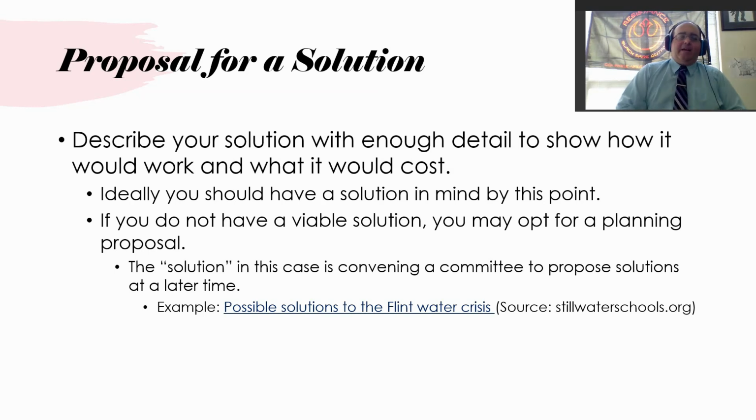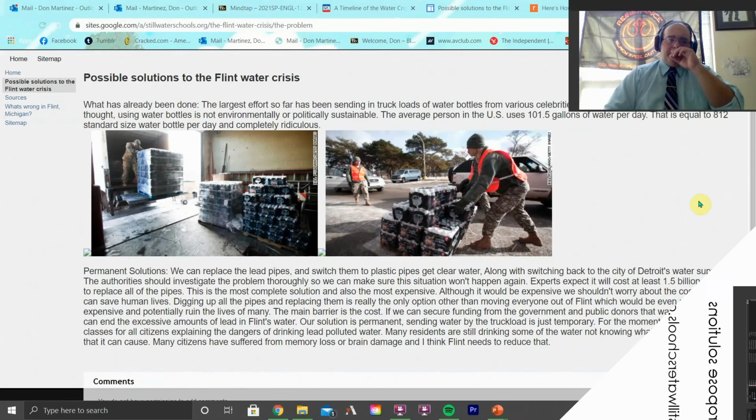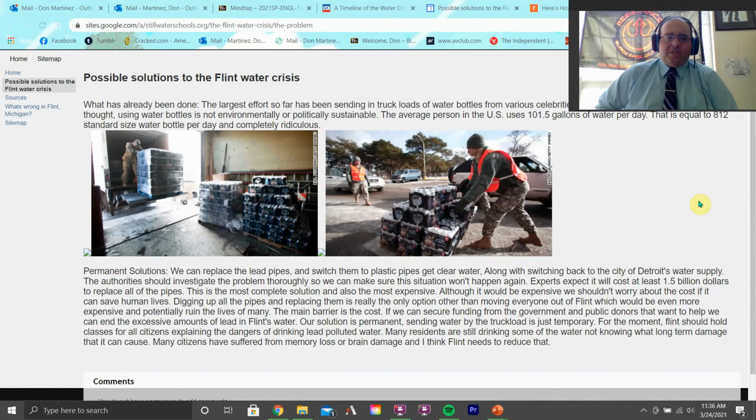An example of a proposal for a solution. This is a list of possible solutions to the Flint water crisis that was created by a high school class in Stillwater, Oklahoma. Possible solutions to the Flint water crisis. What has already been done? The largest effort so far has been sending in truckloads of water bottles. Although it's a good thought, using water bottles is not environmentally or politically sustainable.